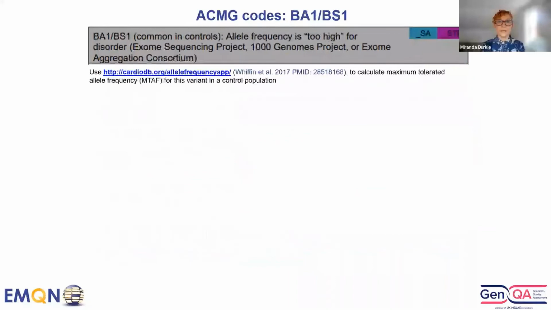So on to BA1 and BS1. BA1 is the only code that you can use as a standalone to say it's really high in controls and that variant is obviously benign. Whereas BS1 is a strong code, just if that is too frequent in controls than what you'd expect. And there is this fantastic tool that was developed by Nikki Whiffin et al. and it's located at the CardioDB allele frequency app.